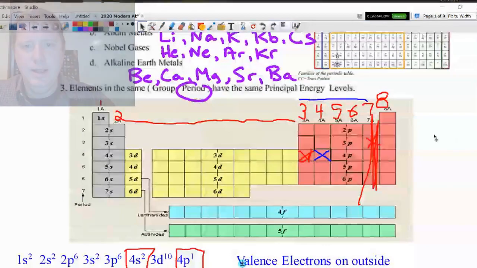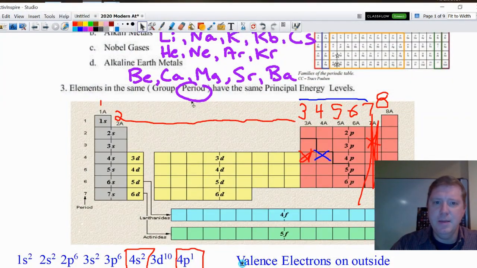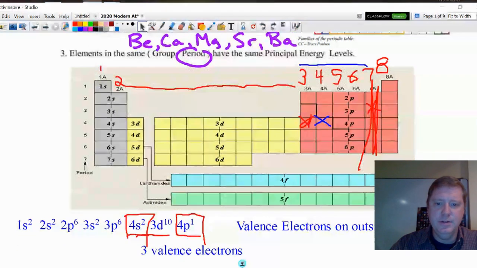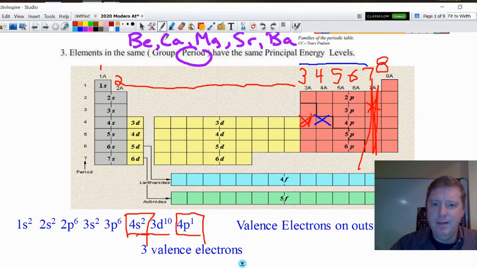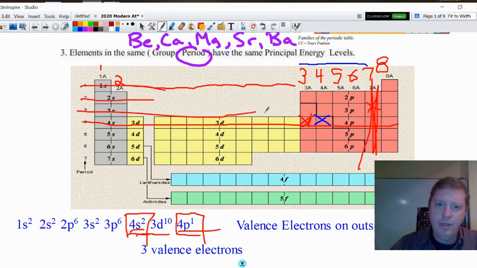Okay. Now, number 3, elements in the same blank have the same energy levels. That's period. So the energy level is those numbers in the front. And every element that's here has gone through 4 energy levels. They're going to have the first energy level, the second energy level, the third energy level all the way across, and the fourth energy level.